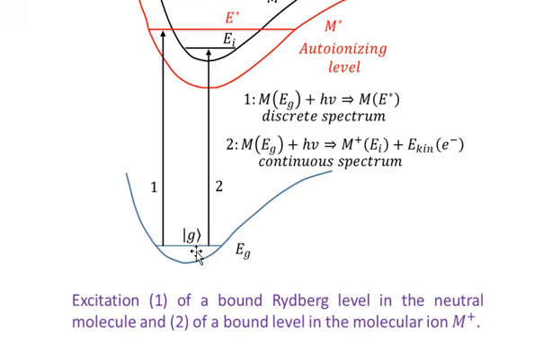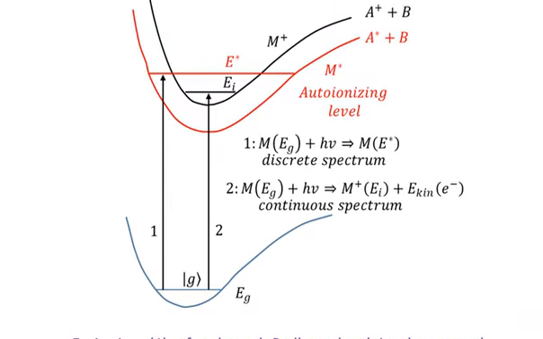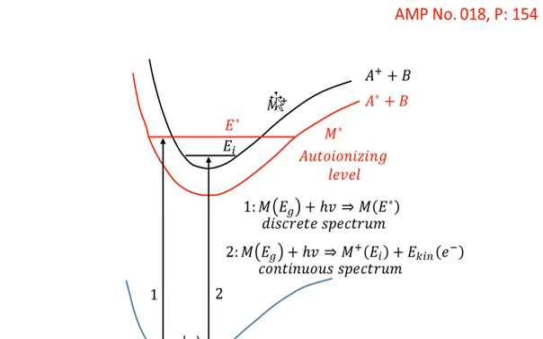From the ground vibrational level, or from the ground molecular state of the molecule, to the vibrational state EI. EI is actually the ionized vibrational state, because here the black curve corresponds to M plus. M plus means that the molecule is ionized. So the black curve corresponds to the potential curve for the ionized molecule, and the lowest level of this ionized molecule has vibrational energy EI. And this EI is actually the ionization energy.